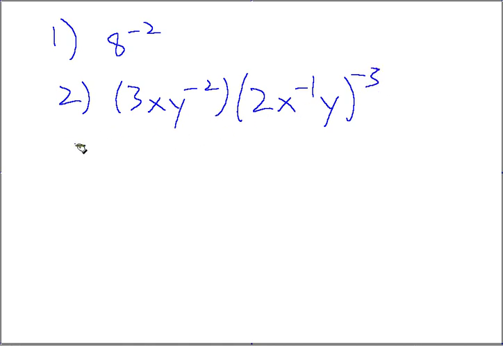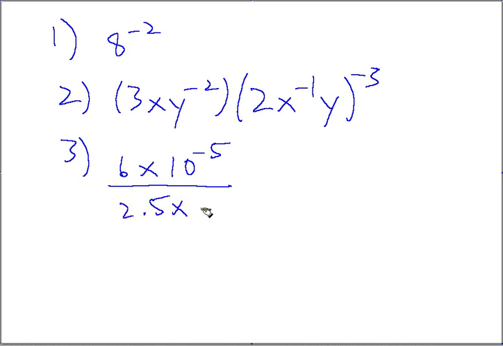And number 3, let's divide two numbers in scientific notation. Let's take 6 times 10 to the negative 5 divided by, let's make this, 2.5 times 10 to the 8th.